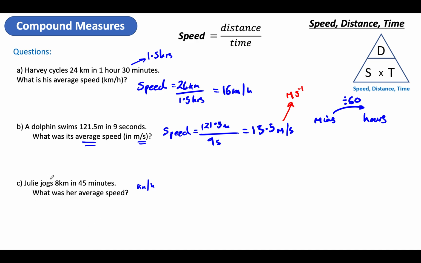Right, Julie. Julie's been jogging. She's jogging for 8 kilometers and she did it in 45 minutes, which sounds blooming quick to me. But let's see what her speed was. Speed. Right, distance, so 8 kilometers. But I need it in hours because I wanted kilometers per hour. So I've got to change my 45 minutes. So divide it by 60 to turn it into hours, which is 3/4. It's 0.75.